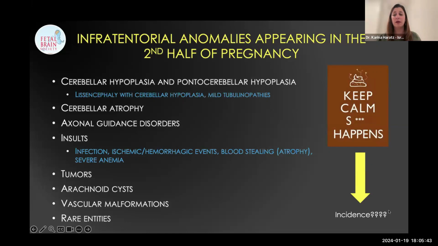We have a real problem understanding the incidence of these abnormalities during pregnancy. And we are speaking about cerebellar hypoplasia and pontocerebellar hypoplasia, many times associated with supratentorial abnormalities, cerebellar atrophy, many axonal guidance disorders. We speak so much about the malformations of cortical development, so the core of the neuron getting to the cortex, and we speak less about the axon, which is very, very important and will be responsible for the brain parenchyma and all the connectome of the brain.